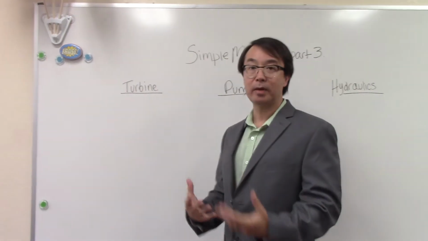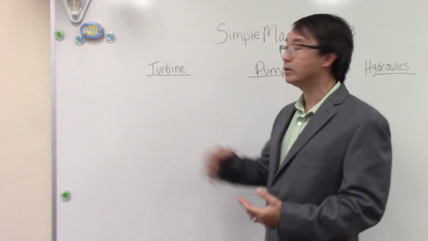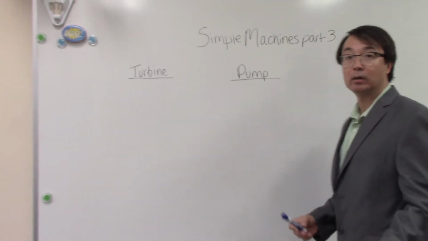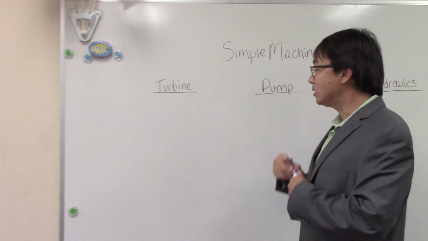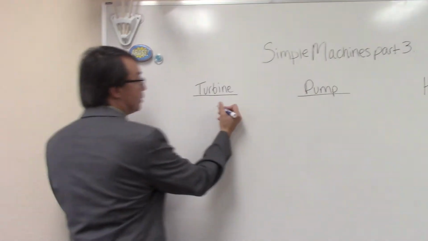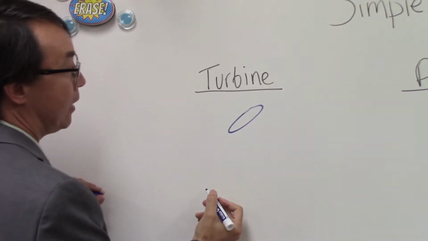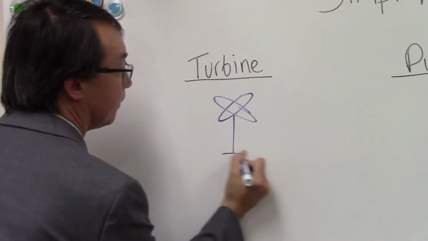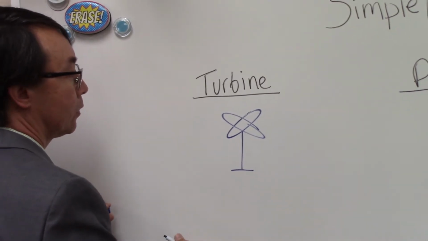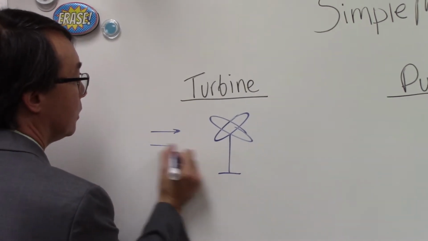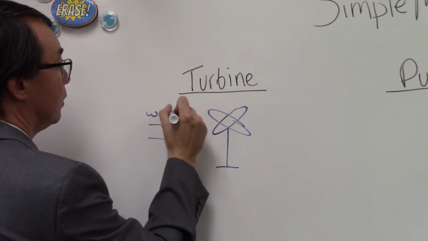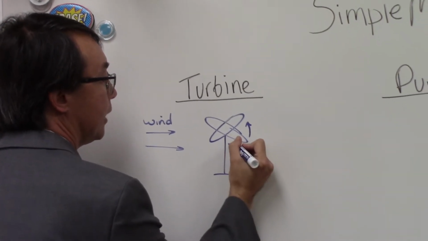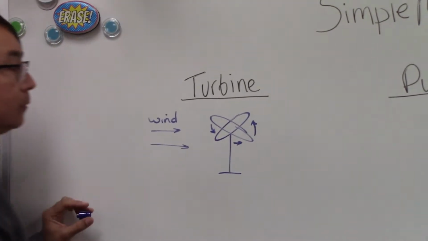So on your piece of paper, as you're taking notes, I want you to write down the word turbine. And I want you to draw a pinwheel or a fan. Right? It's not too hard to draw. What I'm doing is I'm drawing a fat oval this way, a fat oval this way, with a line down and a line here. Okay? Now, as the wind is blowing this way, it causes the fan blades to turn.